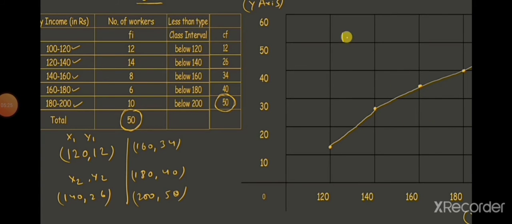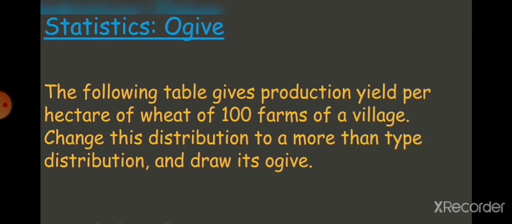Okay, these are all the less than type OGIVE, less than type OGIVE. Okay, it will be whenever less than type. Next we'll see the more than type OGIVE.